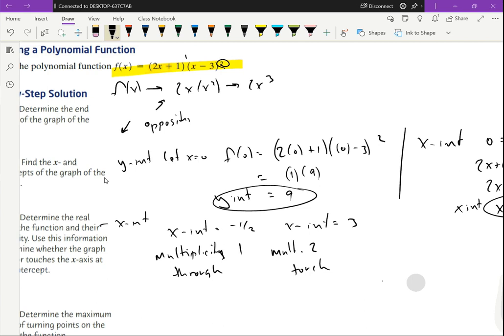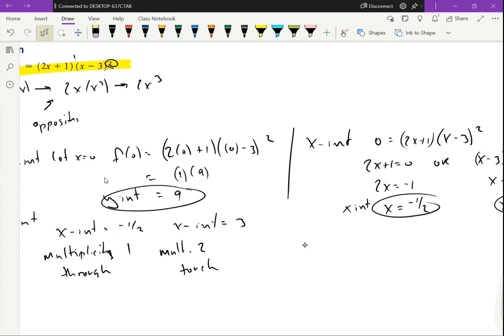Okay? So as we start piecing together our graph, what we know so far is we have at -1/2 that we're going to have an x-intercept, at +3 another x-intercept. Up here at (0, 9), we have a y-intercept. So we know we have those things already.